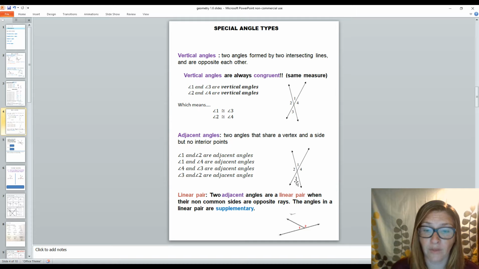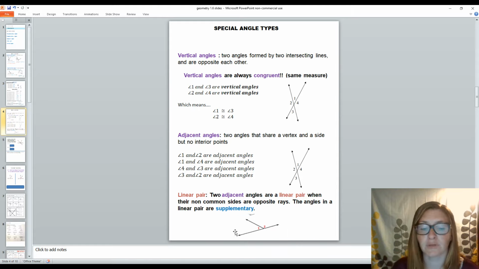Notice I didn't say anything about 1 and 3. 1 and 3 are not adjacent. They're across from one another. That is not adjacent. 2 and 4, they are not adjacent. They have to be next to each other. So you have to make sure they are right next to each other, sharing a common side. All right, linear pair. Looking at this diagram that I have here, very similar to the previous problem we saw on supplementary.